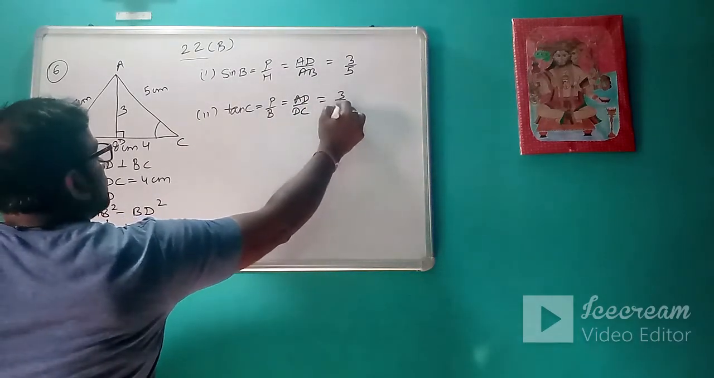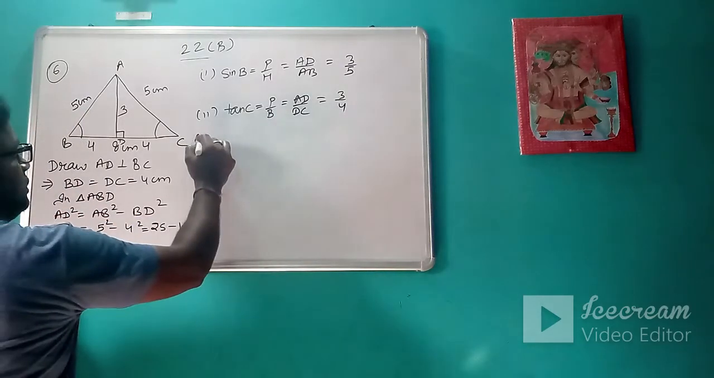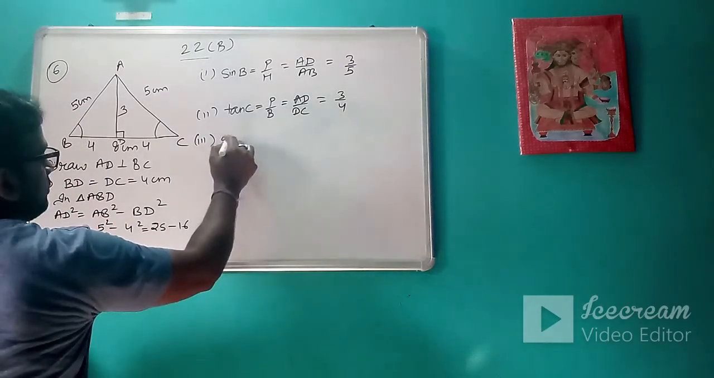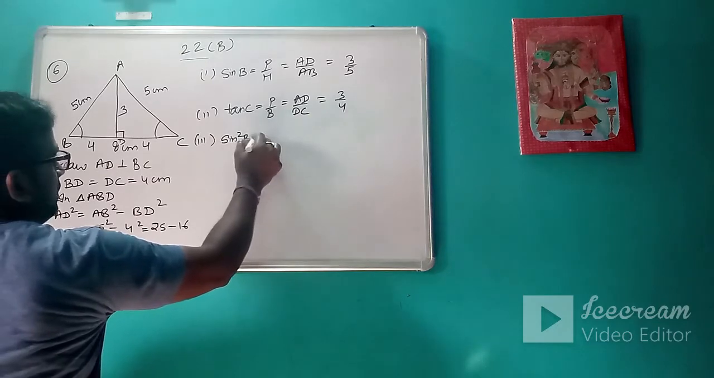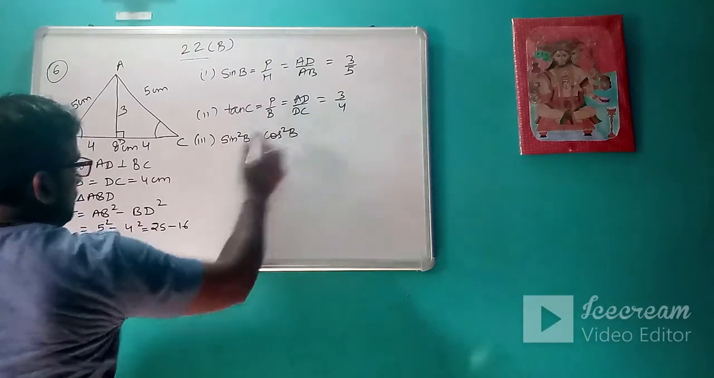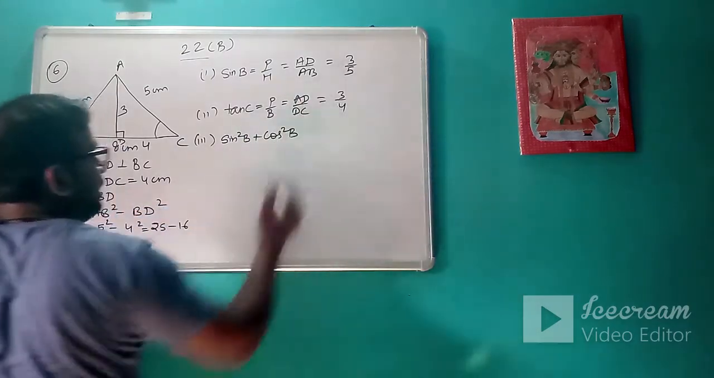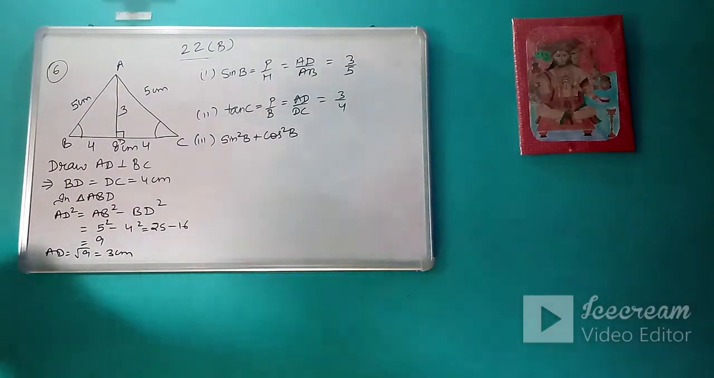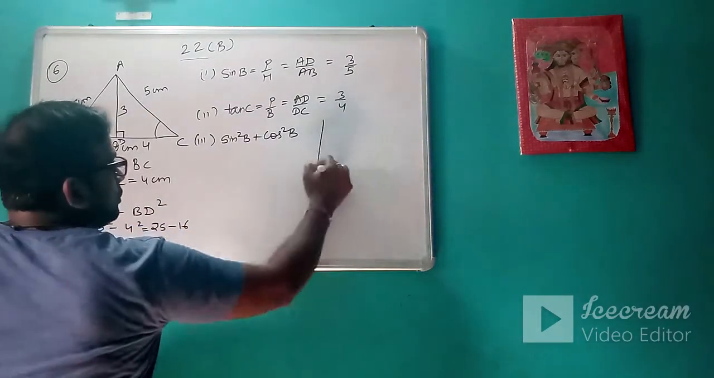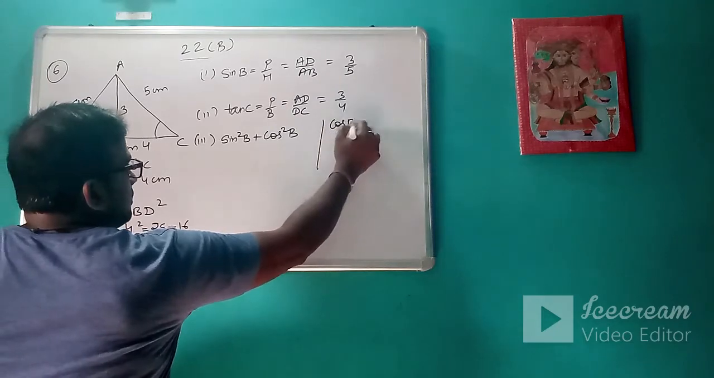So it is 3 upon 4. The third value that we need is sin squared B plus cos squared B. So sin B we are already having, this is sin B. Now we will calculate first cos of B. So what is cos B?